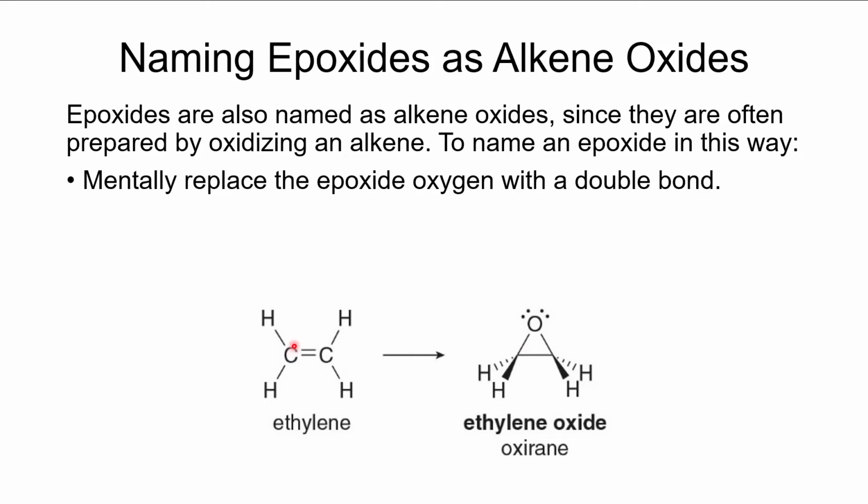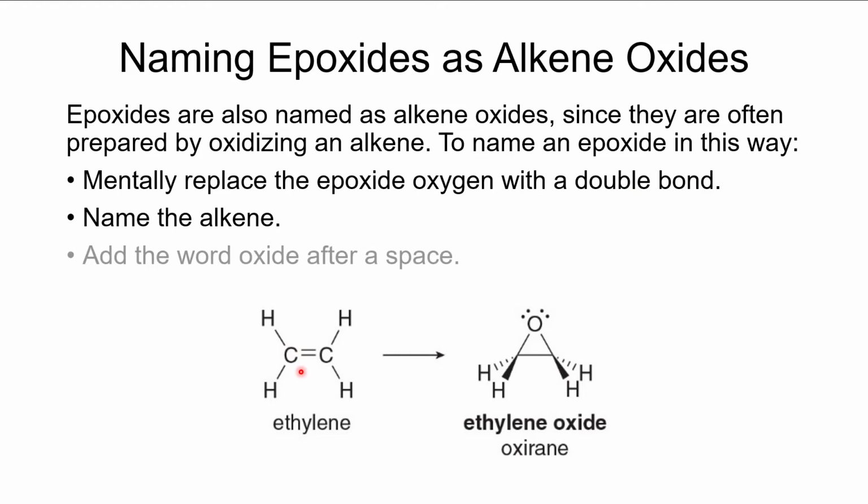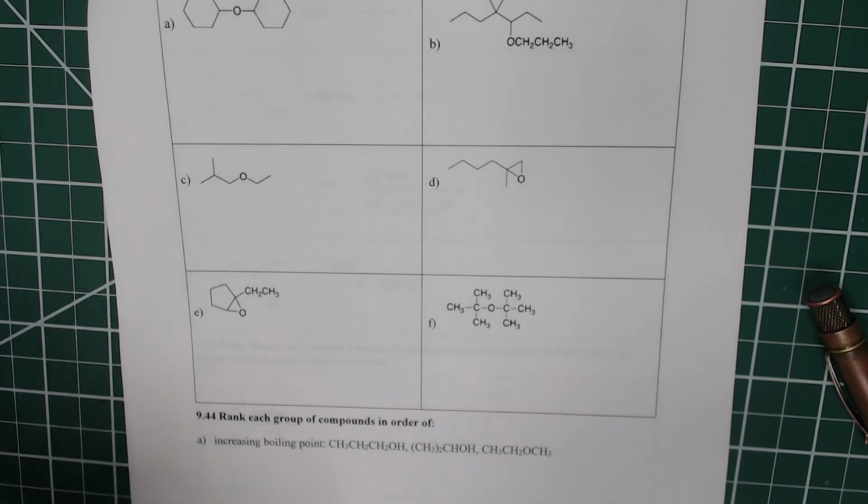So just mentally replace the oxygen with a double bond, name that alkene, and then just throw the word oxide after a space. All right. This is a common name way of doing it, and I will show you some examples of how we do that when we look here at number 41. So go back over to our document camera.